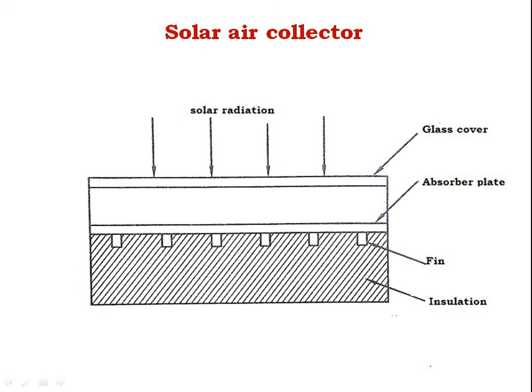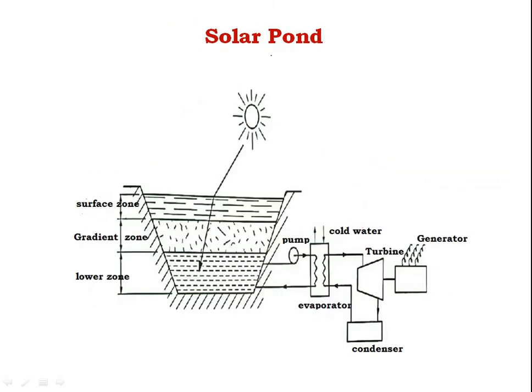Okay, next we'll be discussing the solar pond. Solar pond: you all can see the zones we have placed here: lower zone, gradient zone, surface zone. When this is connected to the pump, you all can see the pump here, and the evaporator and the condenser, when it reaches the turbine, it generates electricity. These are the solar pond.